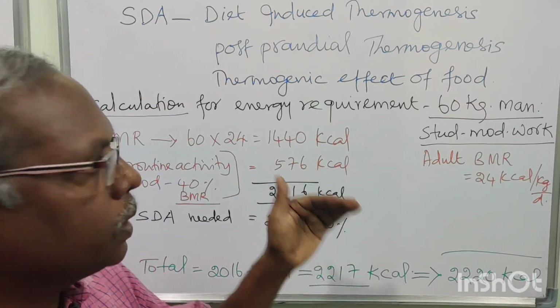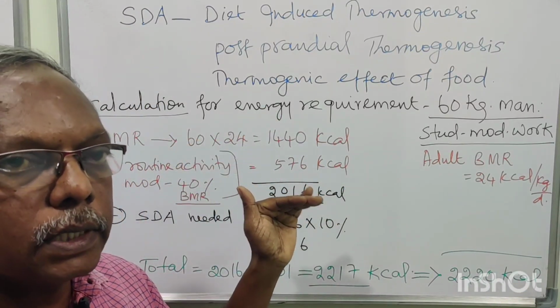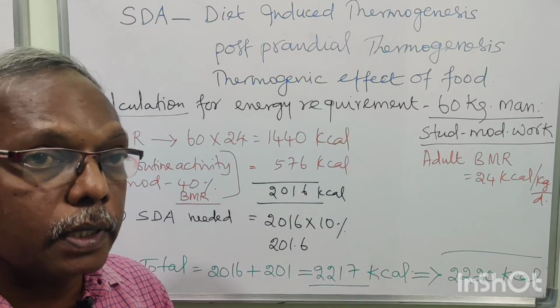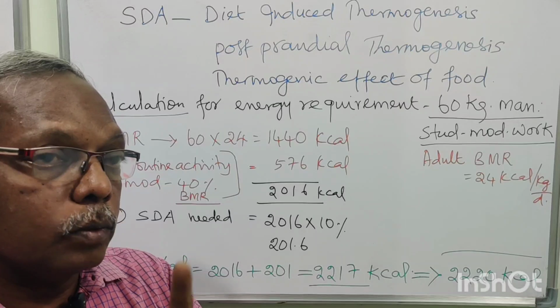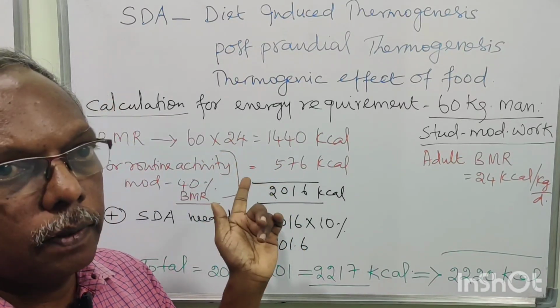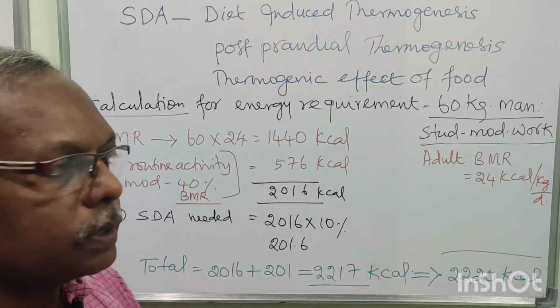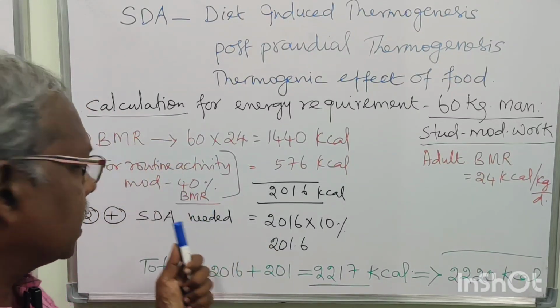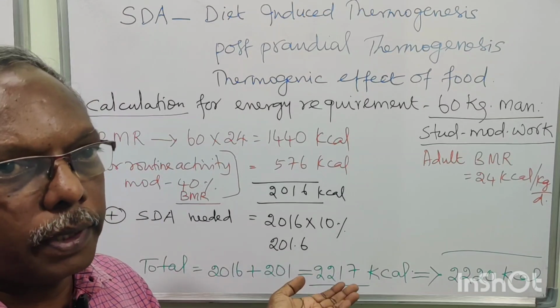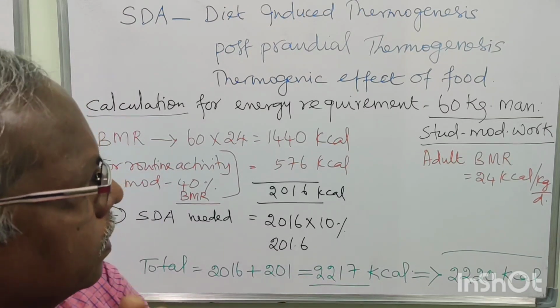This is the way you have to calculate the energy requirement for a sedentary worker, moderate worker, sometimes heavy worker. Keep it in your mind. MGR University has asked this question 2-3 times. It is a very simple question: first BMR, second SDA, finally find out the energy requirement. Okay. Bye.